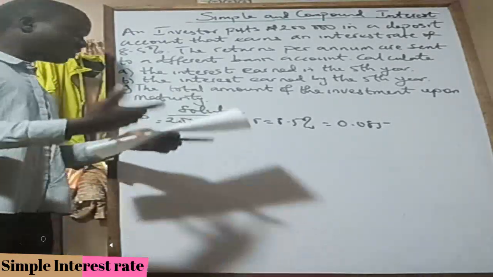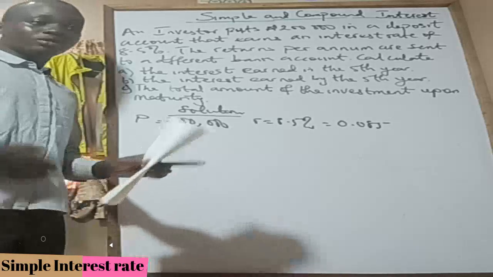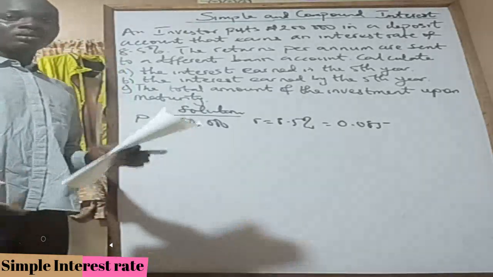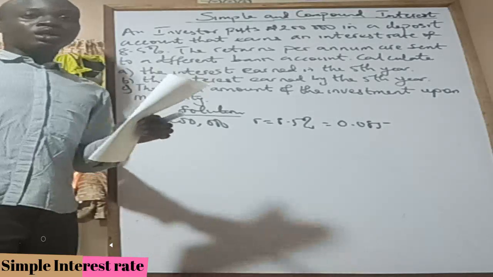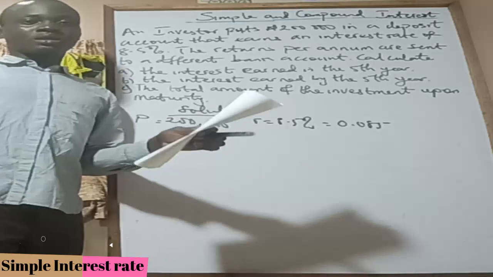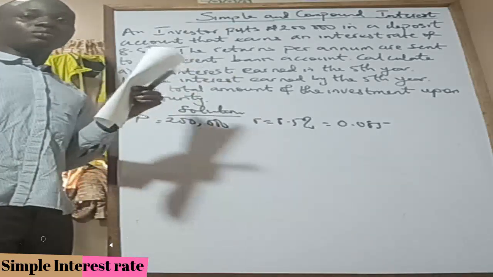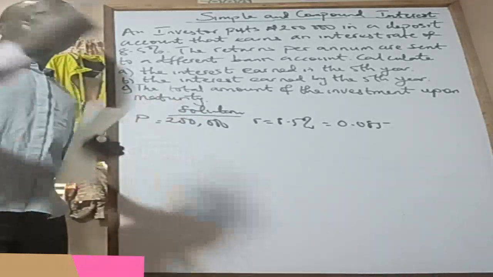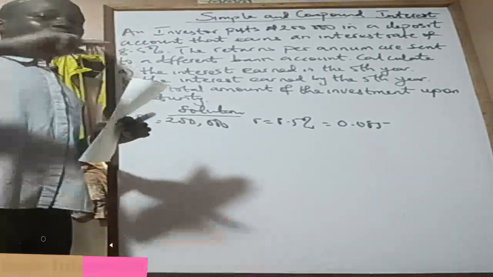Now, when you invest 200,000 naira, you've invested it for 5 years. By the end of year 1, it earns a return. That return is sent to another bank account. So for year 2, it is still the same capital that was invested in year 1, which is 200k, that will generate another 8.5% interest. That interest is also sent to a different account.